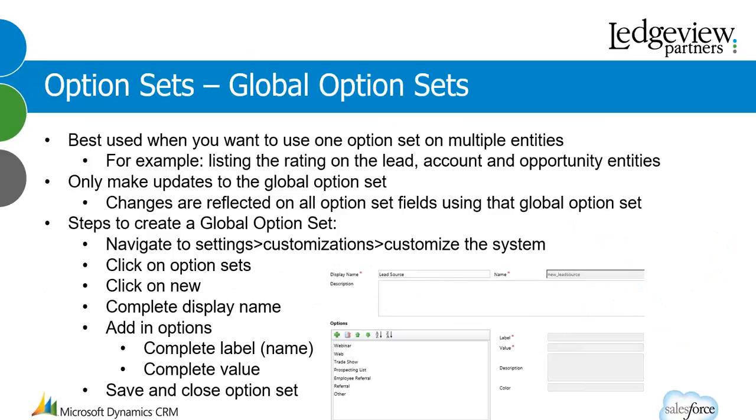Now there are two different ways to create a global option set. One of them is to go through Settings, Customizations, Customize the System. Click on Option Sets, just underneath Entities. Then click on New and complete this screen right here. The other way, which I'm going to show you within CRM, is to do it right from the option set field. So let's jump back into CRM.